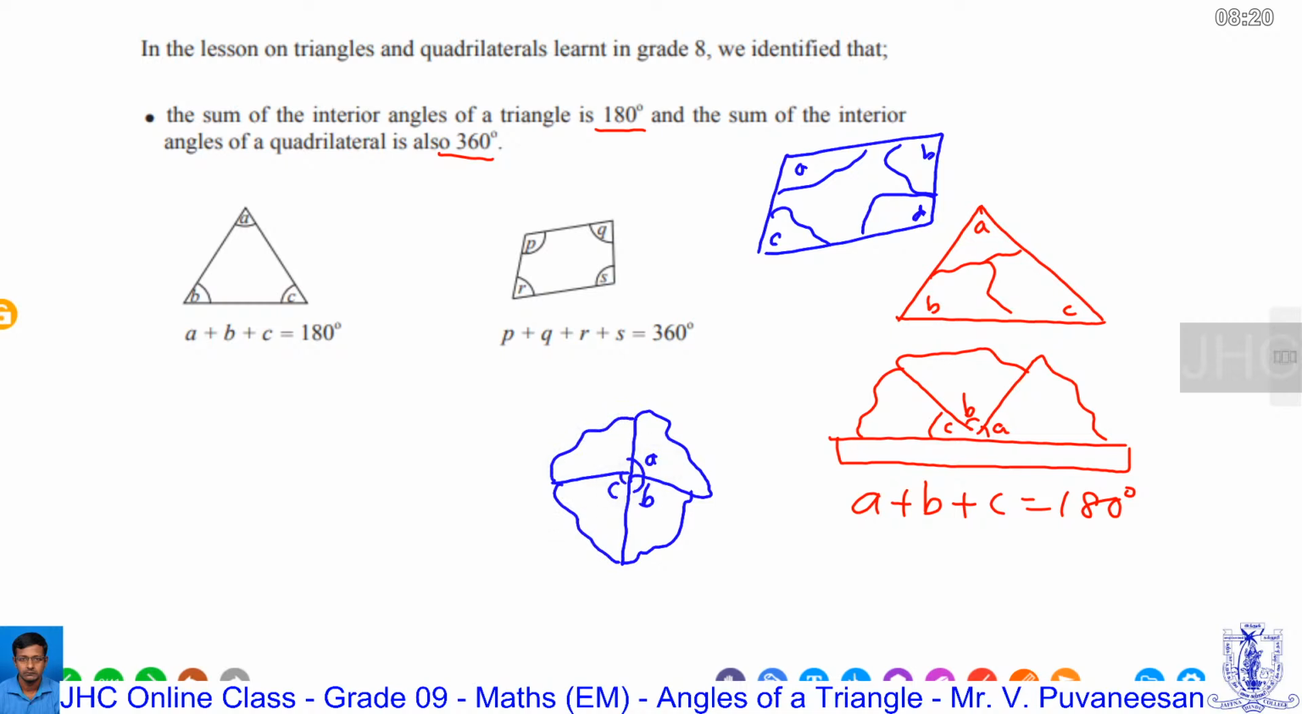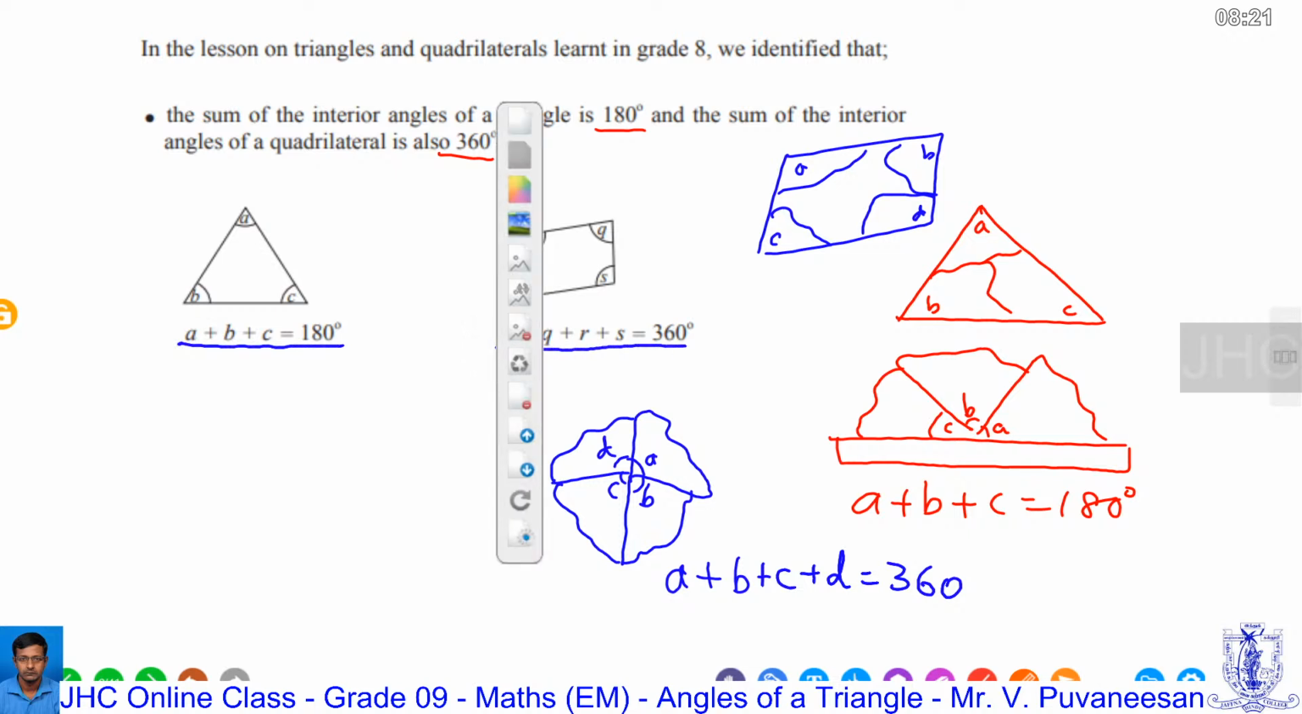A, B, C, D. Angles around a point equal 360 degrees. So we can say the sum of interior angles of a quadrilateral is 360 degrees. Okay, these are what we have learned in grade 8. Okay, we know this relationship: the sum of interior angles of a triangle is 180 degrees, the sum of interior angles of a quadrilateral is 360 degrees.